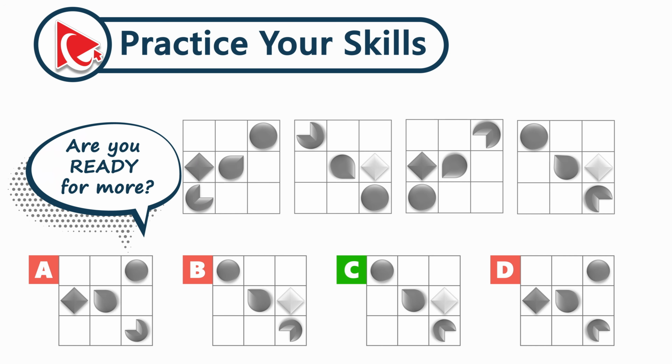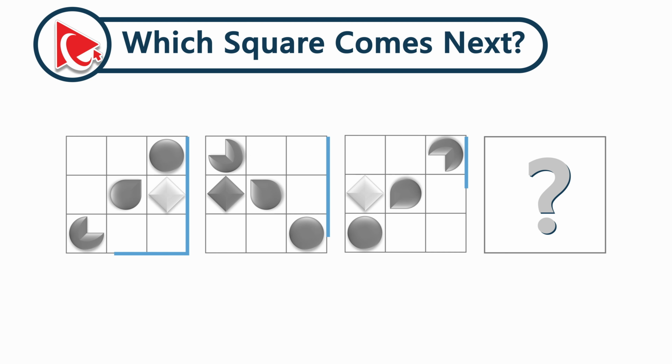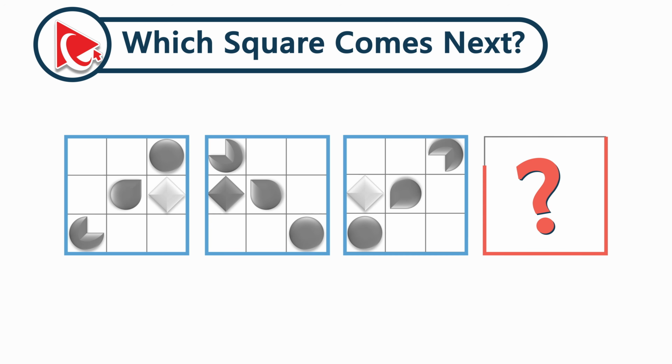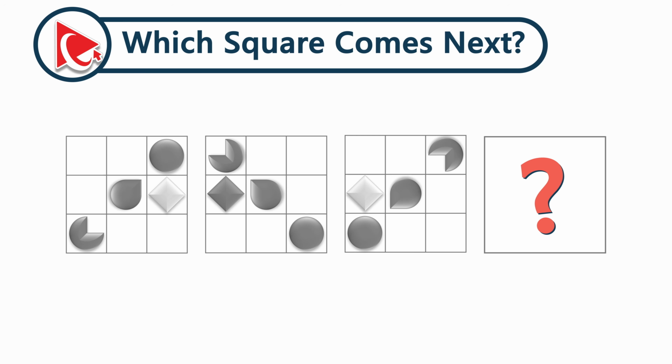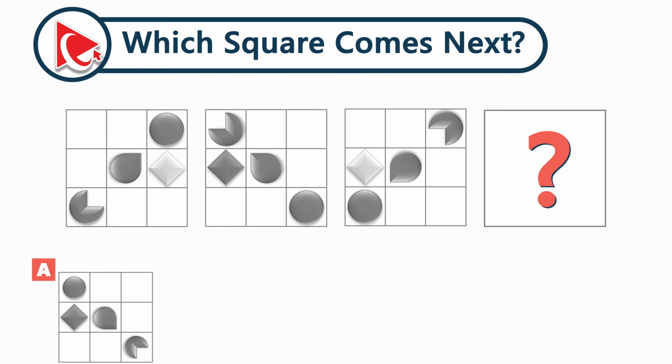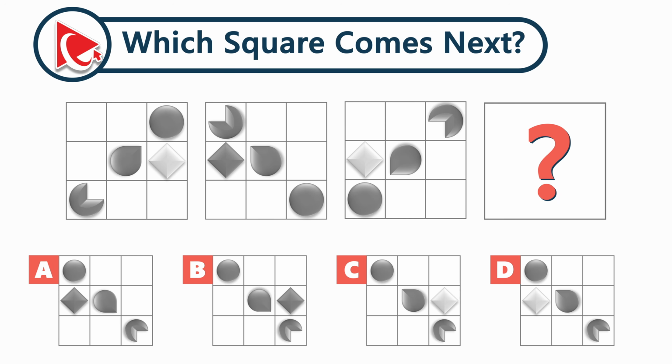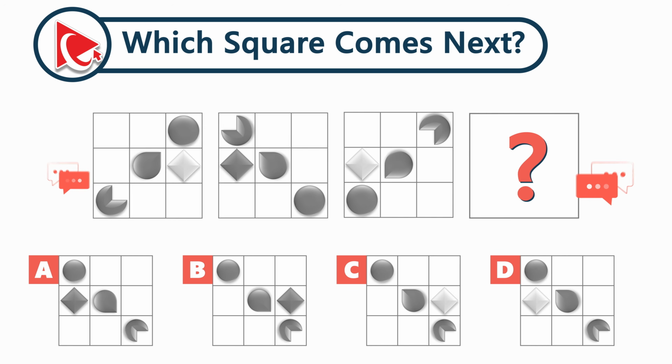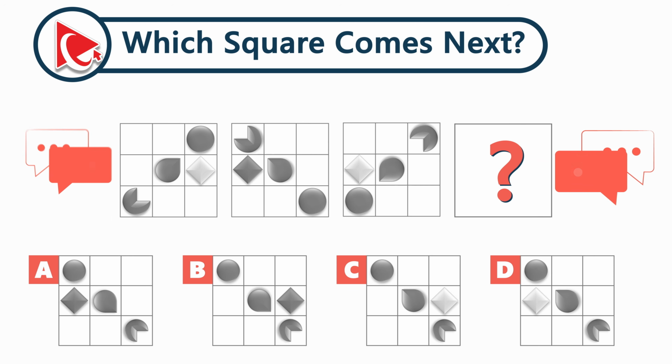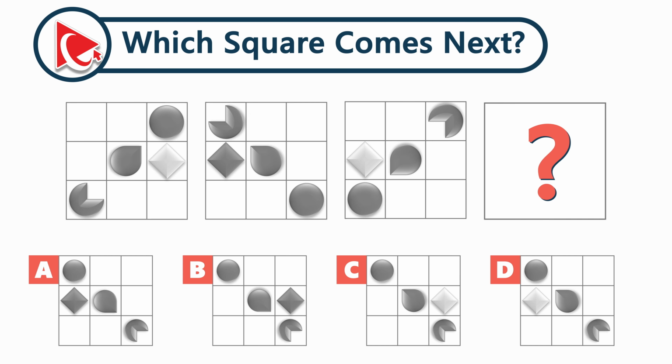But wait, are you ready to practice your skills? Try this question to see how you would do. You're presented with the series of squares. 3 squares have shapes inside, and the 4th square is missing. You need to determine the 4th square and select your answer out of 4 possible choices: A, B, C, and D. When you're confident in your answer, post it in comments and I'll share my feedback.